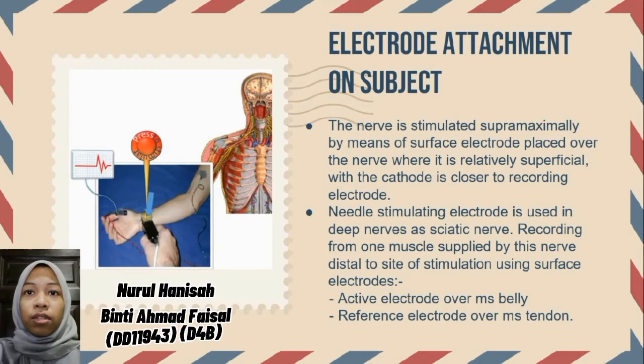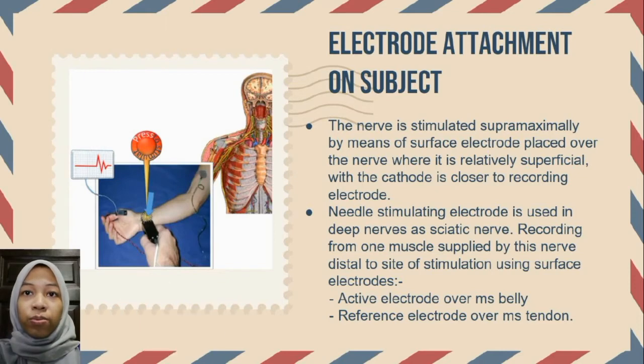Electrode attachment on subject. The nerve is stimulated supramaximally by means of a surface electrode placed over the nerve where it is relatively superficial, with the cathode closer to the recording electrode. A needle stimulating electrode is used for deep nerves such as the sciatic nerve.